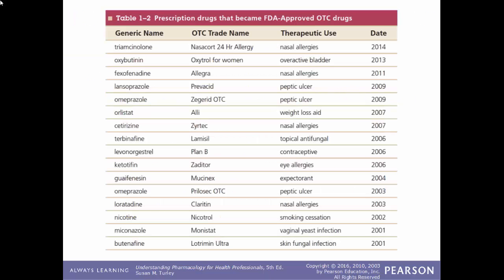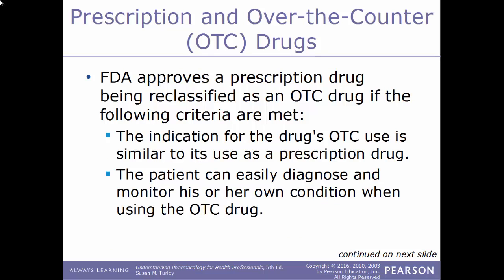All right, in this table we have examples of prescription drugs that became FDA approved for over-the-counter sales. For example, Miconazole, that's the generic name. The over-the-counter trade name, Monistat, is used to treat vaginal yeast infections. Fexofenadine, also known by the trade name Allegra, is used for allergies. And terbinafine, sold under the trade name Lamisil, is used for a topical antifungal treatment. Now, the FDA will approve a prescription drug being reclassified as an over-the-counter drug if the following criteria are met.